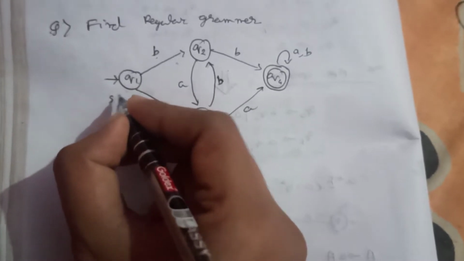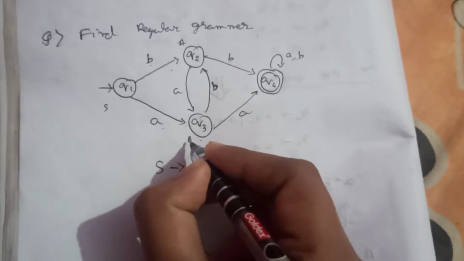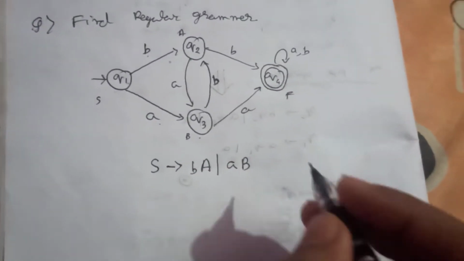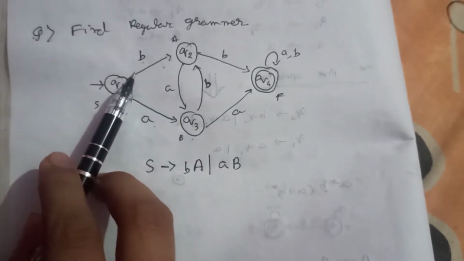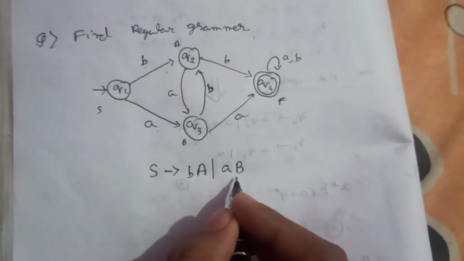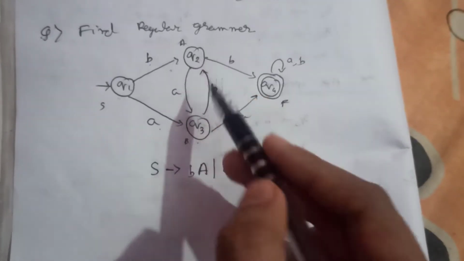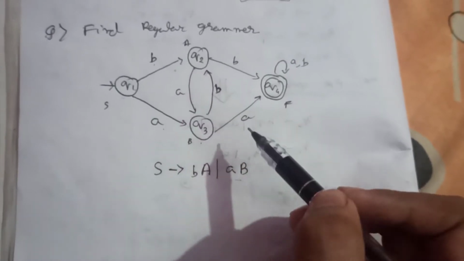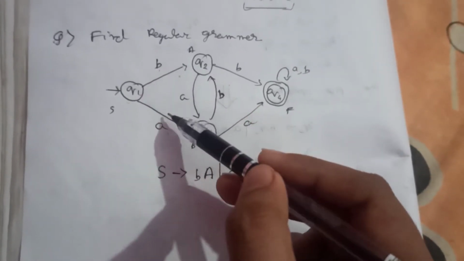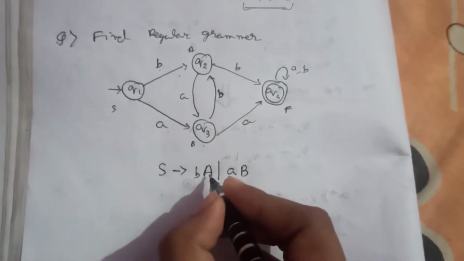This is the state S, this is the state A, and this is the state B, and this is the final state, so I will write it like F. From here for input B it is going to state A, and for input A it is going to state B. So I have written it like this. None of these are final states, so terminal points will not be here. Now what are the states we can go to from A?